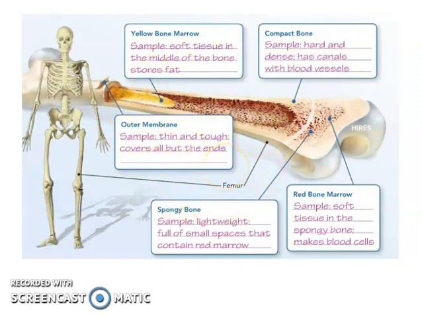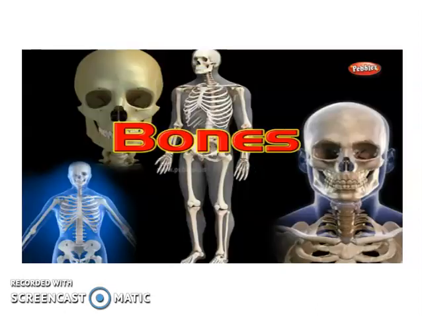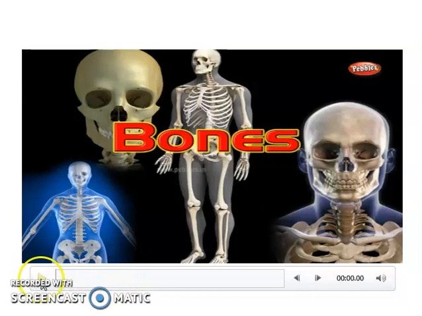So those are the major parts of our bone. If you try to look at the bone of a human inside, if you try to cut the bone, this is the yellow bone marrow, and this is the red bone marrow. Yellow bone marrow stores the fat, so that is in the middle, and red bone marrow is responsible for making red blood cells in our body. Now, for further understanding of the parts of the bone, let's watch this short video.